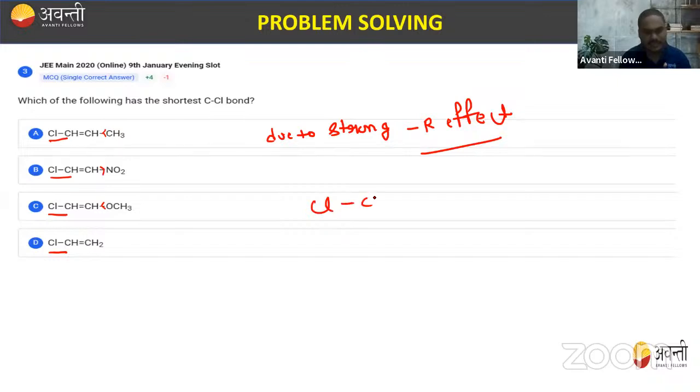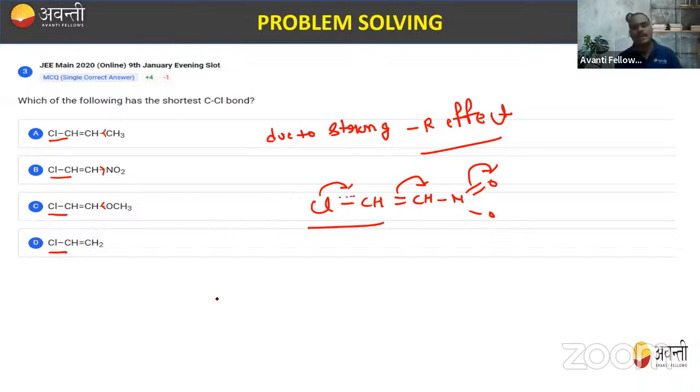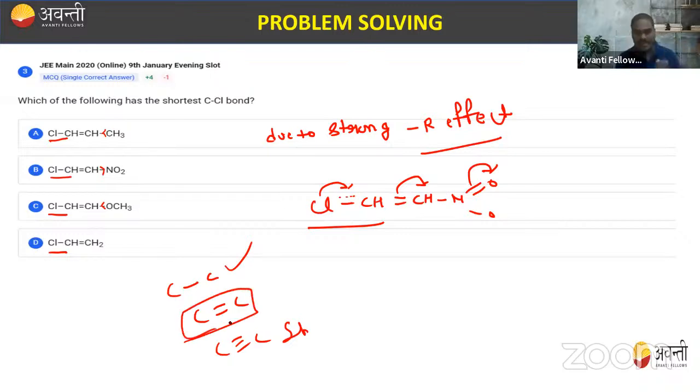This is C double bond CH, and this is N, O, O, which is much more electronegative. So due to this, double bond character is introduced between C and Cl. We know that a single bond is longer, a double bond is shorter than that, and a triple bond is the shortest. So due to the double bond character, it has the shortest bond length. So which option is correct? That is option B. Option B, Payal Chauhan, absolutely right. Option B is absolutely correct.